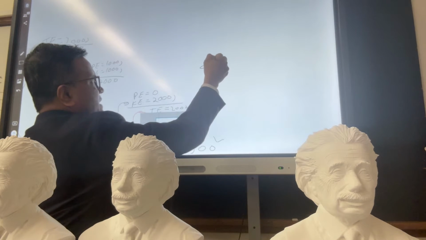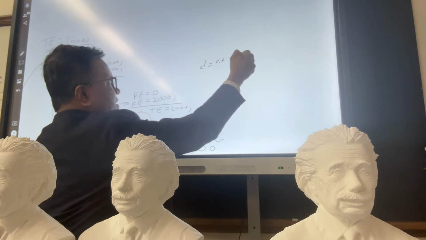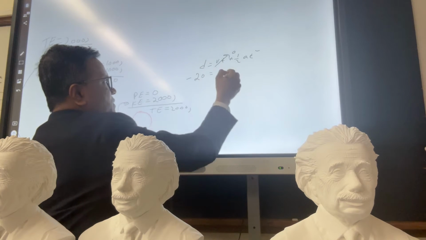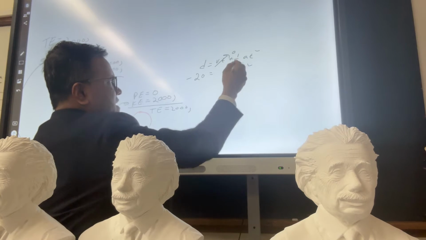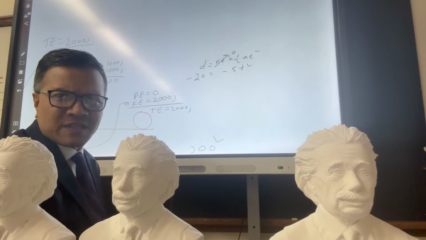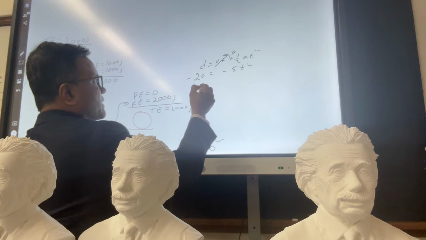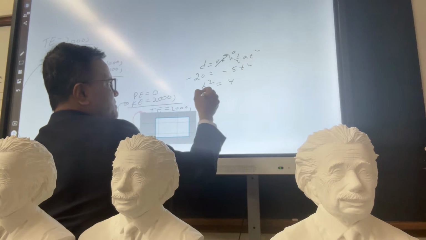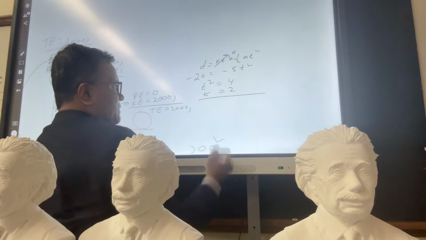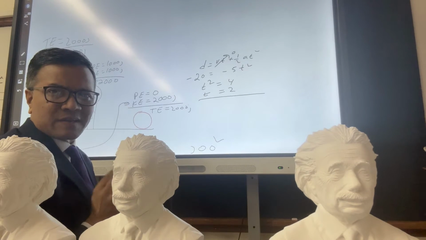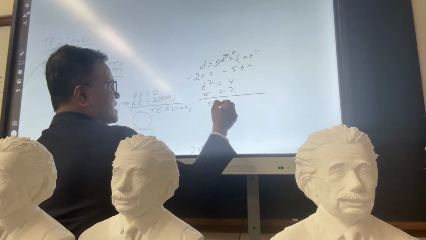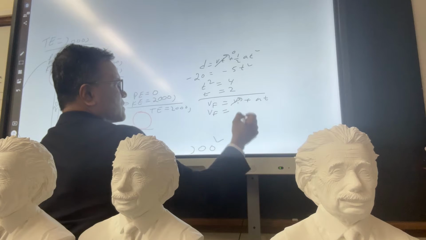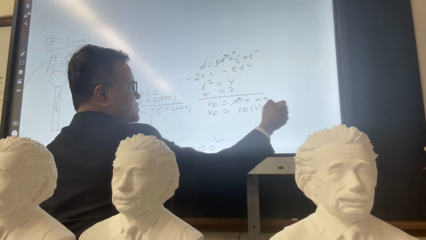d is equal to v_i t plus half a t squared, right? And d is negative 20. v_i t is 0, minus 5t squared. Why is that? Because acceleration due to gravity is negative 10. So then you have 5, you have t squared is equal to 4. So you have t is equal to 2. All right. With that, you can find the velocity. Velocity is 10 times 2, which is 20.